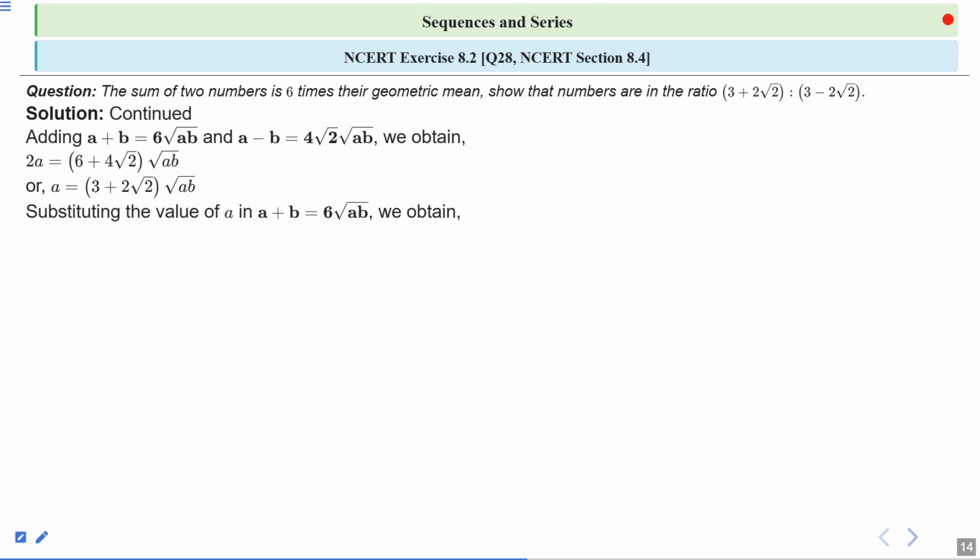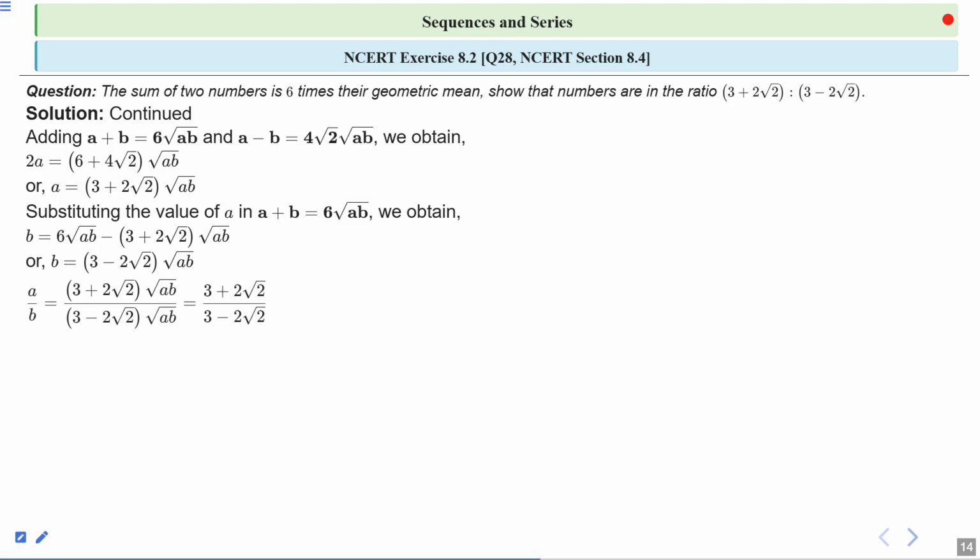Now substituting the value of a in a plus b equal to 6 times root AB, we obtain b equal to 6 times square root of AB minus (3 plus 2 times root 2) times square root of AB. Or you will get b equal to 3 minus 2 times root 2 times square root of AB. So now from here you will get a by b equal to 3 plus 2 times root 2 times square root of AB divided by 3 minus 2 times root 2 times square root of AB.